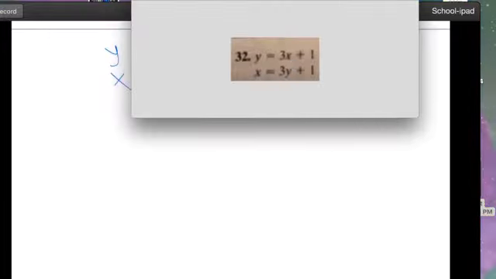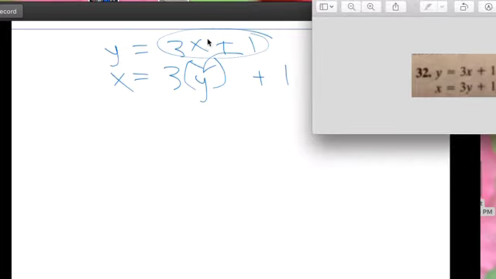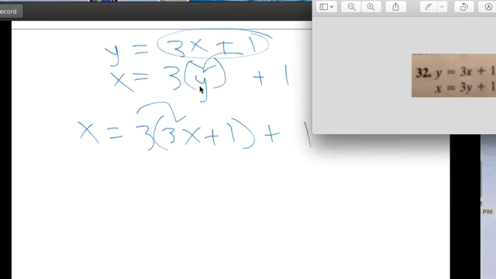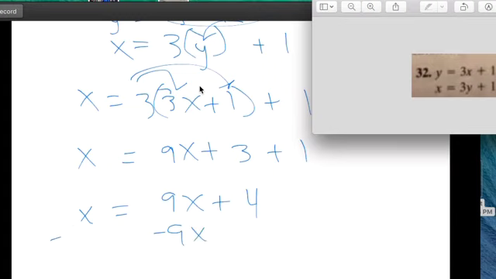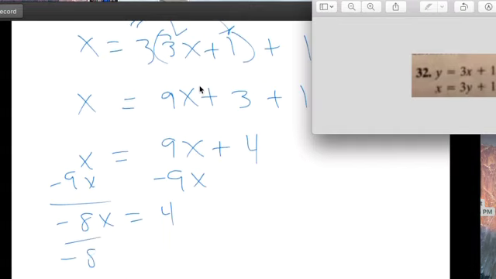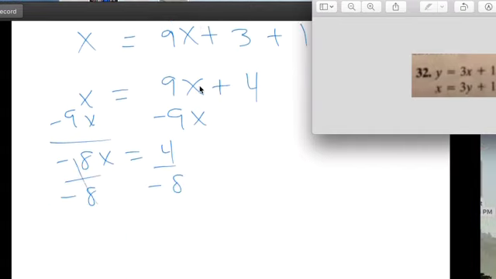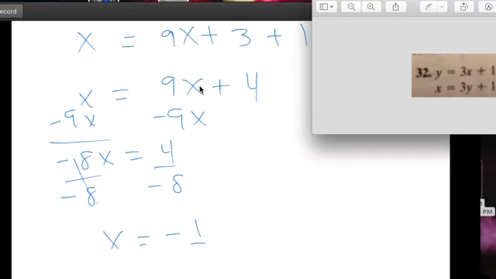Oops. Take that and put it into there. So x equals 3 parentheses 3x plus 1 plus that 1 there. Distribute. 9x plus 3 plus 1 equals to x. X equals to 9x plus 4. You subtract 9x to both sides. You get negative 8x equals to 4. Divide by negative 8. Divide by negative 8. Reduce that to negative 1/2.